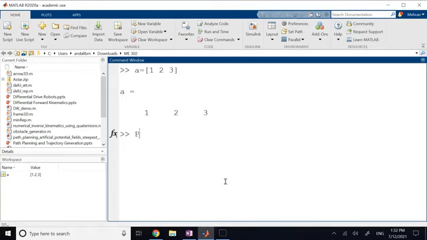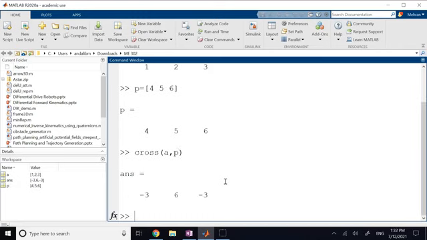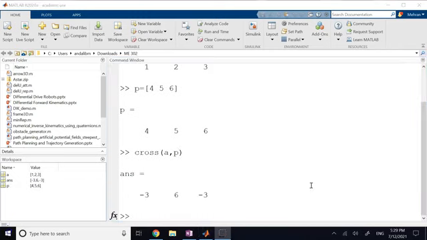And then P is the vector 4, 5, and 6, right? So what is the cross product of A and P? If you can see, it is -3, 6, and 3. Well, actually -3, 6, -3. Good, so that's the cross of A and P.